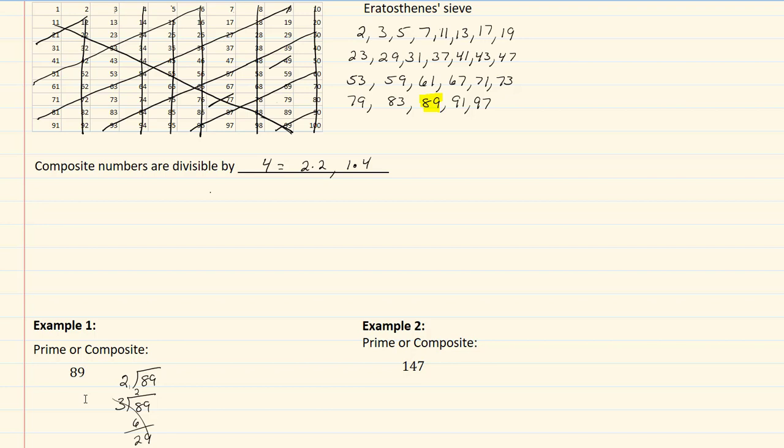Now let's look at example 2, prime or composite. We have 147. It doesn't end in a number that's divisible by 2 because it's not even. So let's try 3. 3 goes into 14 4 times. 3 times 4 is 12. 14 minus 12 would be 2. Oh, 3 goes into 27 9 times. So since 3 times 49 is 147, that's going to be a composite number. If I can find anything that goes into the number besides 1 and itself, it's going to be composite.